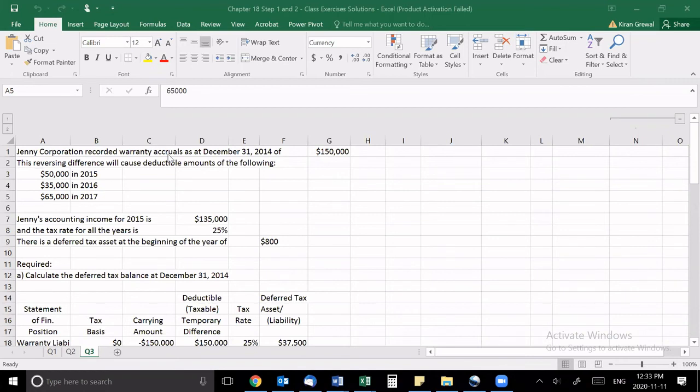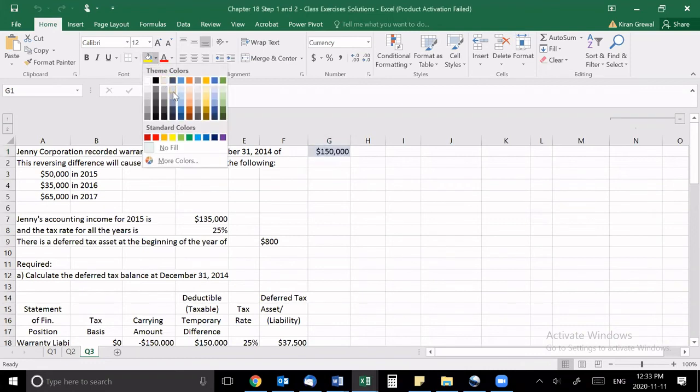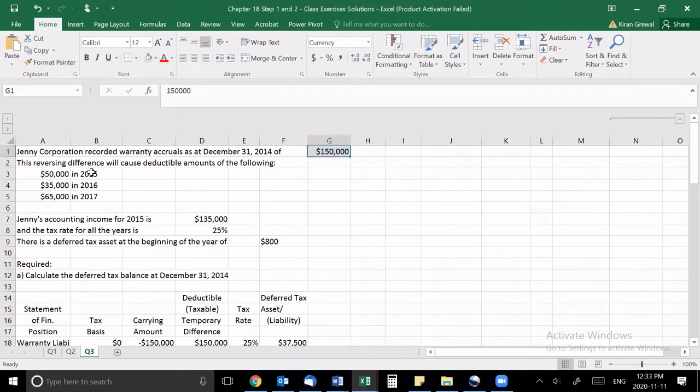Jenny Corporation recorded warranty accruals at December 31st, 2014 of $150,000. This reversing difference will cause deductible amounts of the following: 50,000 in 2015, 35,000 in 2016, 65,000 in 2017. So what this means is, Jenny Corporation recorded a warranty accrual of 150,000, and then we have some knowledge of when the actual amount is going to be paid.